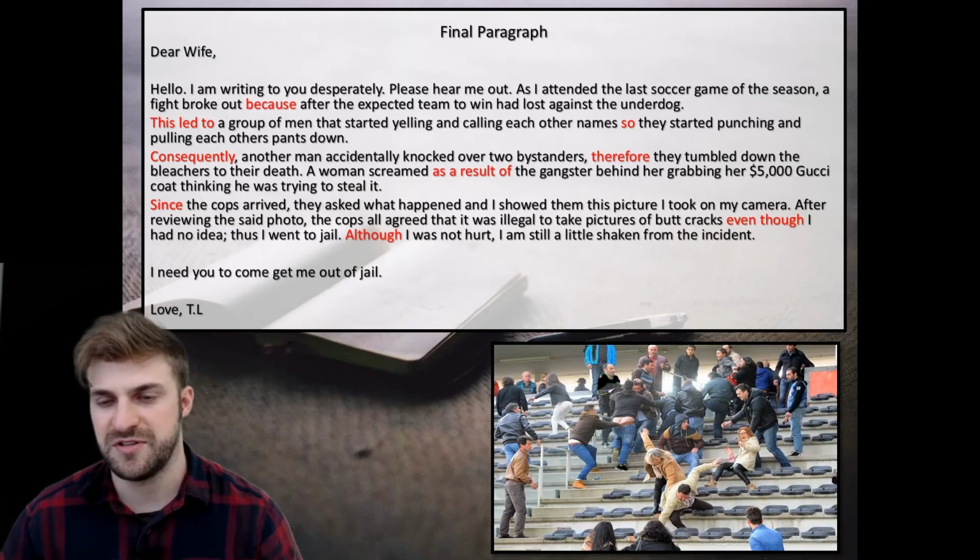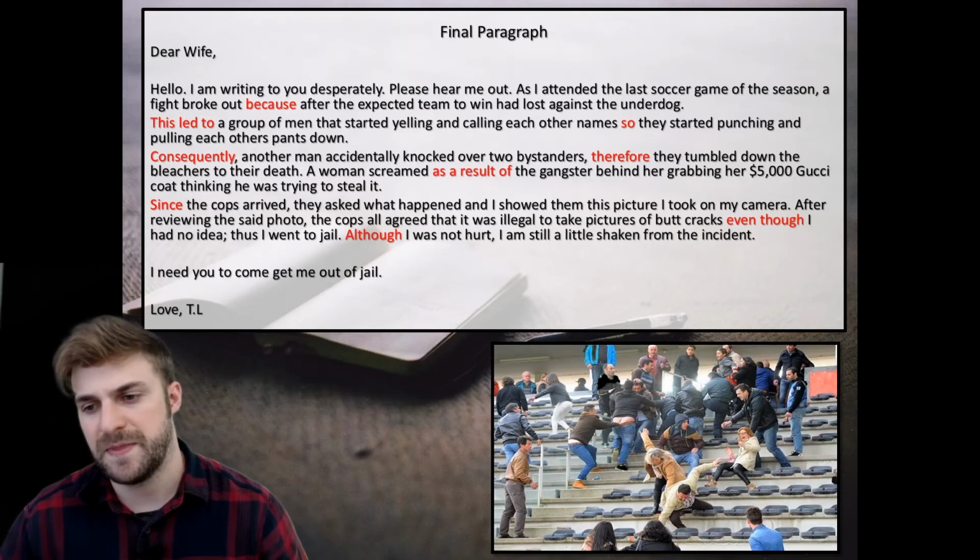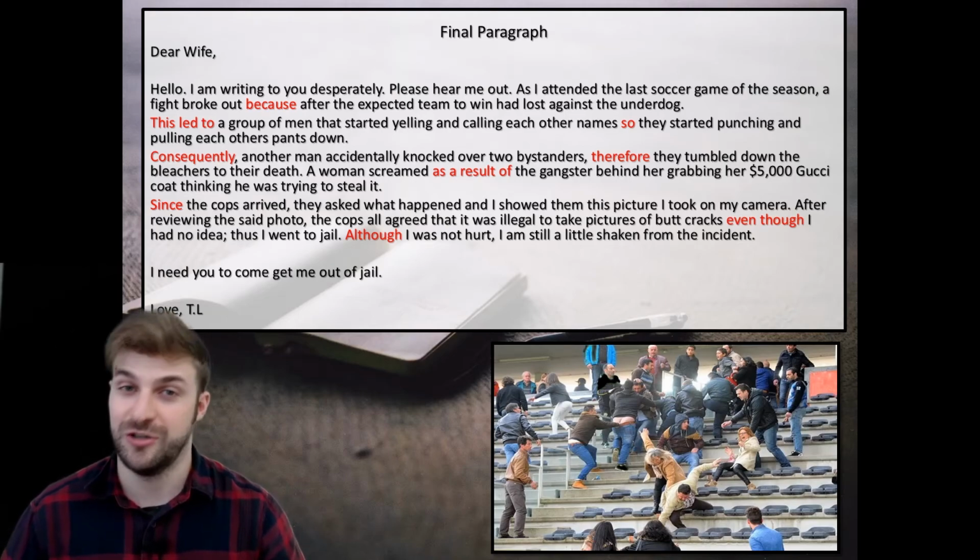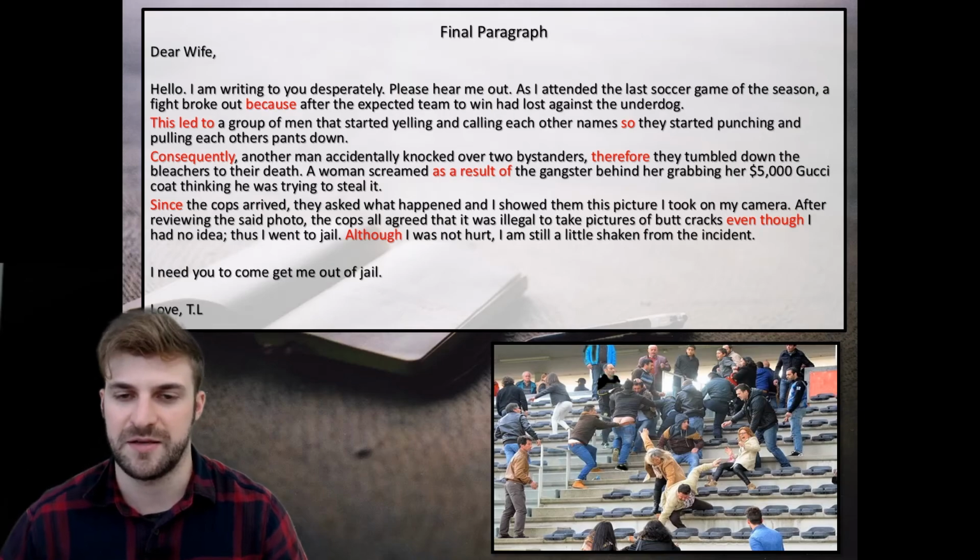Okay, so this is a pretty simple writing. There's nothing too difficult about it. And it might be a situation that you could find yourself in, but not likely.